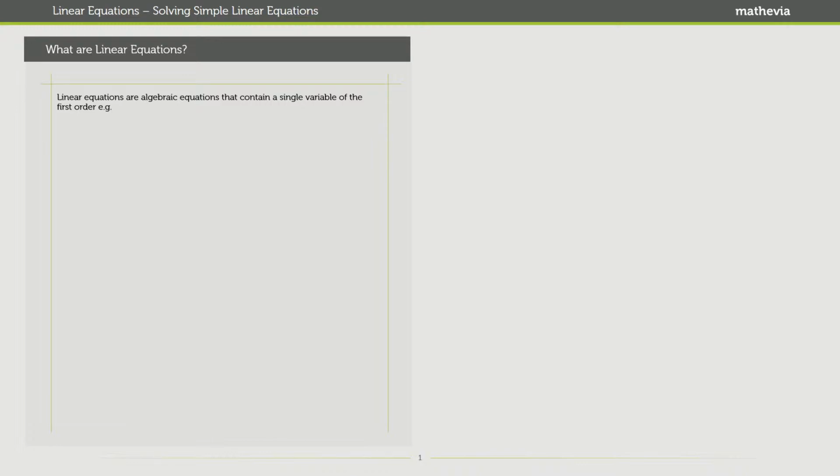Now, the first order, what does that mean? A single variable of the first order simply means we have the variable to the power of 1, or the variable in itself, so just x in this case. We actually have equations that contain variables of the second order, so we have x squared, and those are called quadratic equations, but we would get to all of those later on. But now we're talking linear equations, and linear equations are algebraic equations that contain a single variable of the first order. So an example of this would be x plus 1 equals 5.